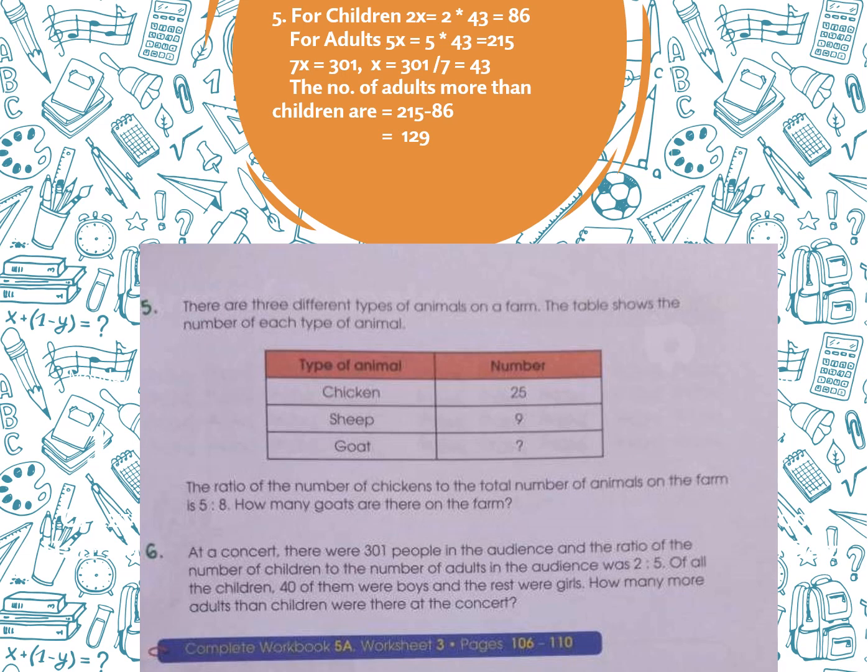which is equal to 43. Now we can easily find out the number of children and number of adults because the 2 units are represented by children, and 1 unit is 43. Then 2 multiplied by 43 is equal to 86. So there are 86 children, and similarly 5 multiplied by 43 is equal to 215. So there are 215 adults. Now we need to know how many more adults were there. So obviously we are going to subtract 86 from 215 in order to get the number, which is 129. So 129 more adults were there.